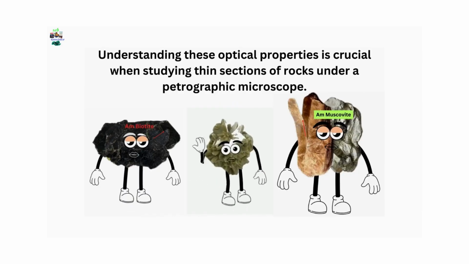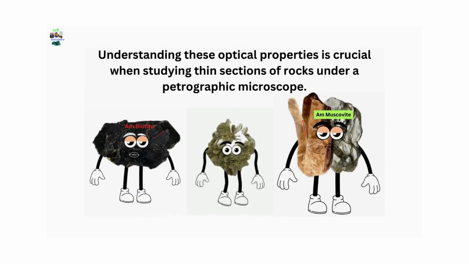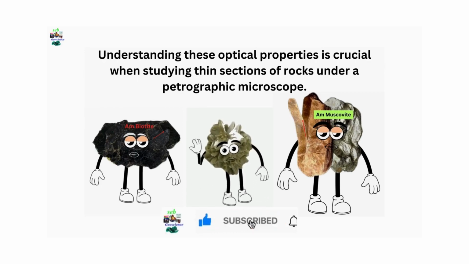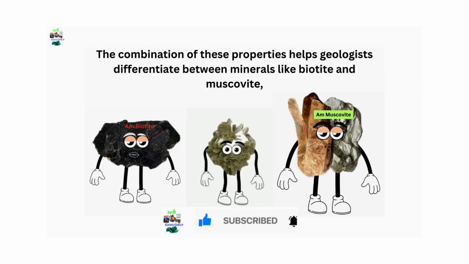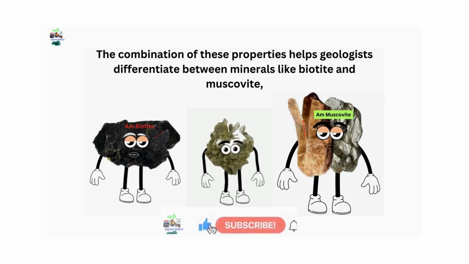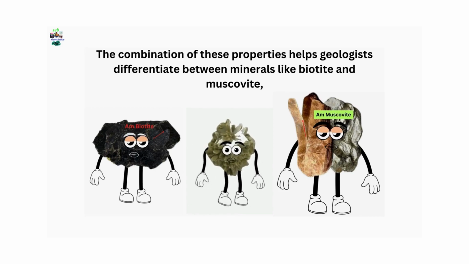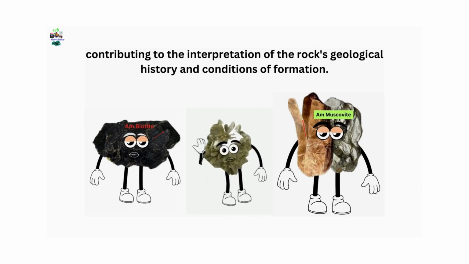Understanding the optical properties of mica minerals is crucial when studying thin sections of rock under a petrographic microscope. It is very important. The combination of these properties helps geologists differentiate between minerals like biotite and muscovite, contributing to the interpretation of rocks, geological history, and conditions of formation.